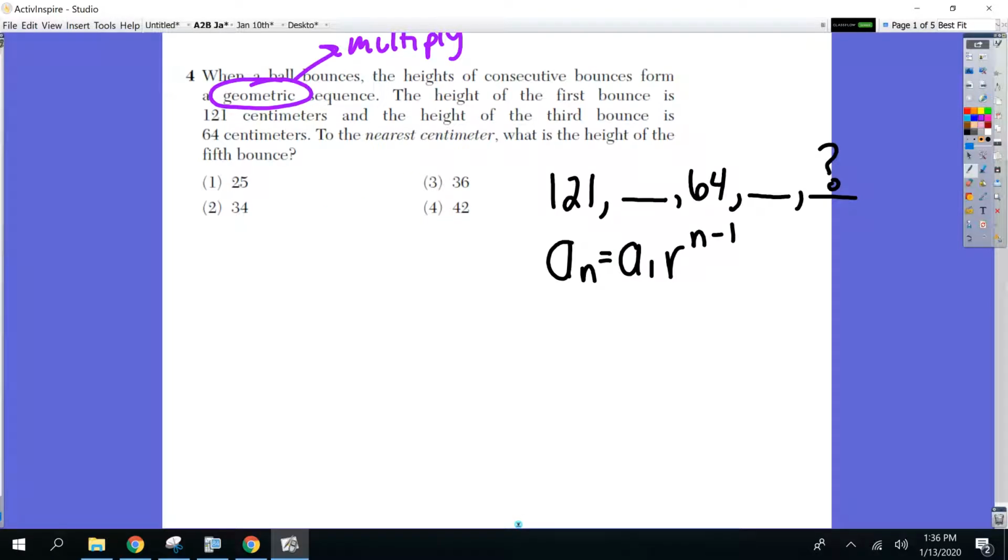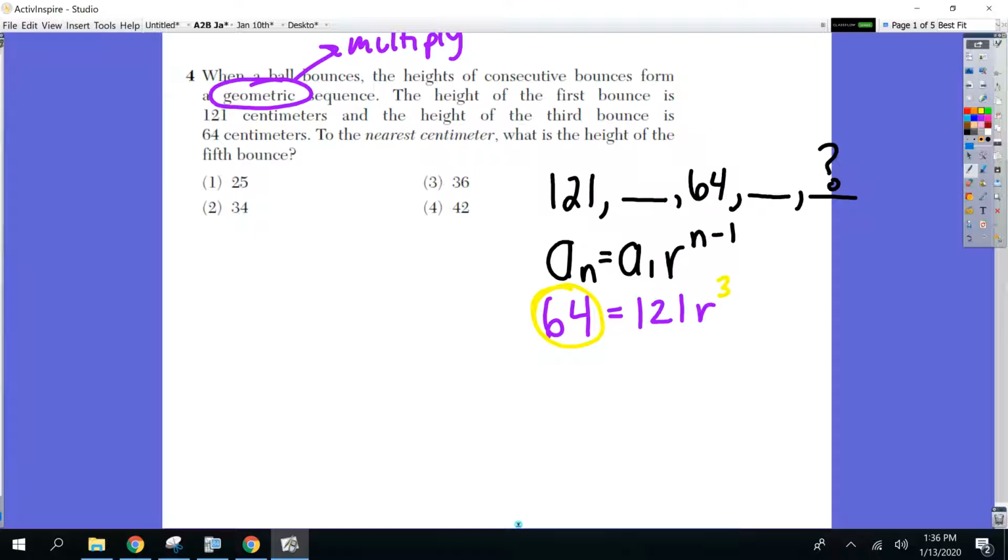64 is a term I know. That's not the first. Equals what is the first? 121 times that R value, which I'm trying to solve for. N, how many terms are in my sequence? Be careful here. Remember what we did? We did this a lot. I tried to emphasize it. Whatever number you put here, what term is that in the sequence? That is my N value, whatever term that is in the sequence.